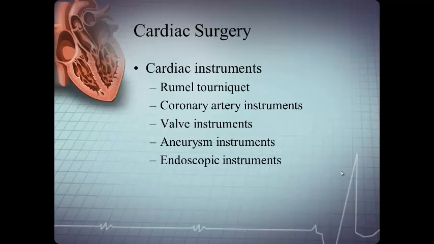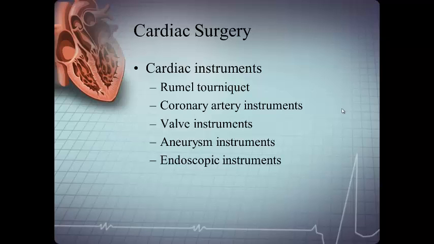Valve instruments are a special subset of instrumentation that have the capability to retract the valve as well as size the valve during replacement procedures. Aneurysm instruments will be both heavy and fine. Heavy so that the vessel can be occluded, and fine so the vessel wall can be dissected free of plaque buildup. Endoscopic instrumentation is very much like what we've discussed in previous units involving endoscopy.